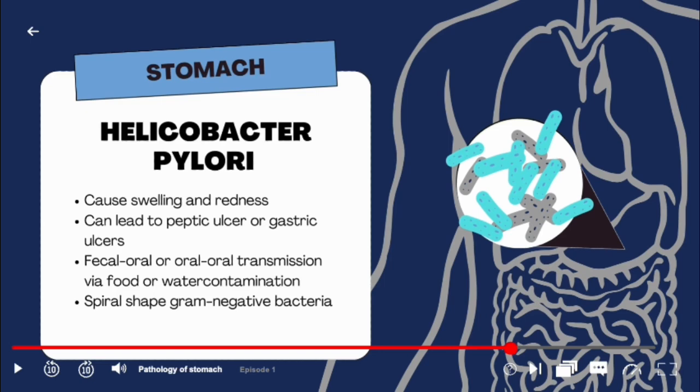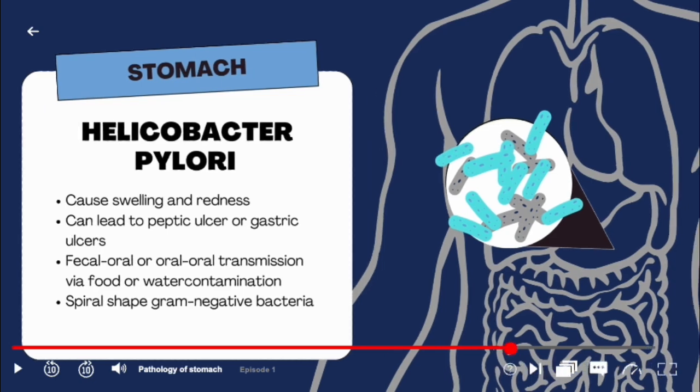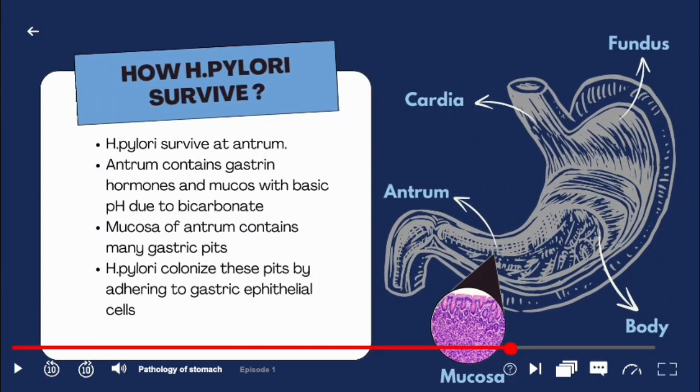Fecal-oral or oral transmission via food or water contamination is the main reason Helicobacter pylori can affect the lining of the stomach. And finally, Helicobacter pylori is a spiral-shaped gram-negative bacteria. How does Helicobacter pylori bacteria survive in the stomach?